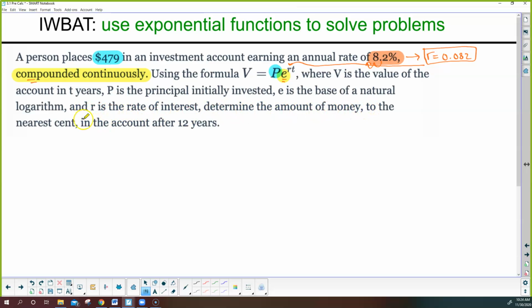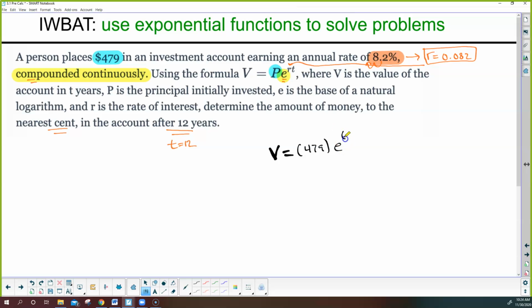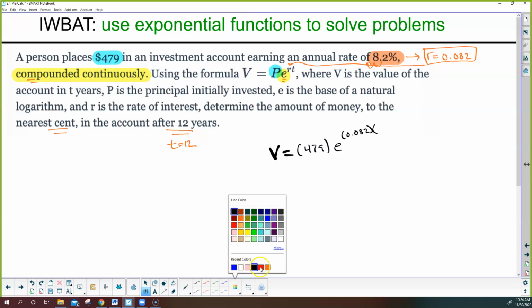Determine the amount of money to the nearest cent in the account after 12 years. So now they basically are asking us, how much money do we have after 12 years? Well, V is your amount of money, the value. And then P, we know, is 479. E to the power of the rate, which is 0.082, times the amount of years that we're going to hold this money in the account.